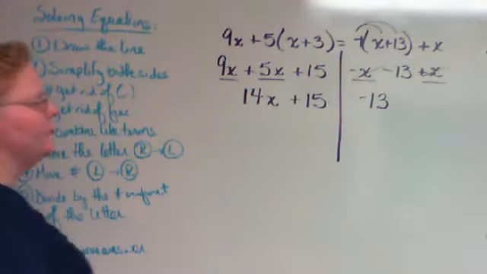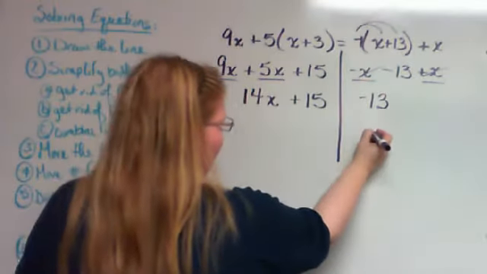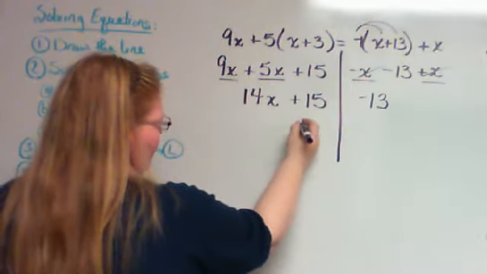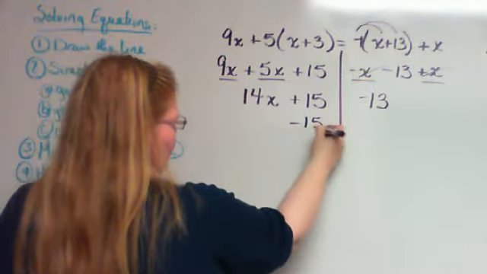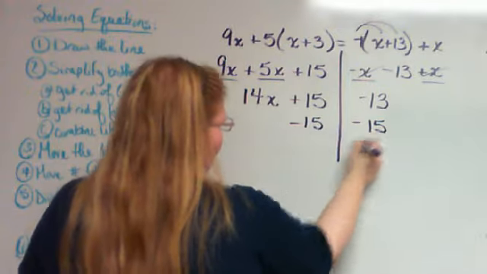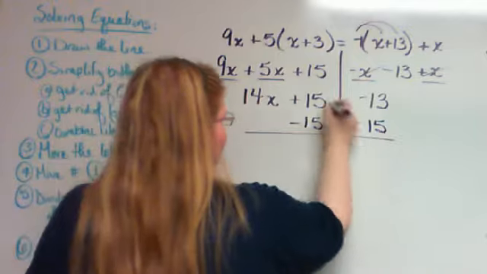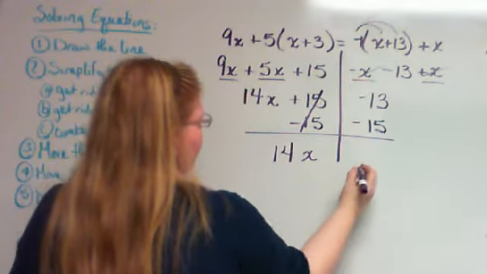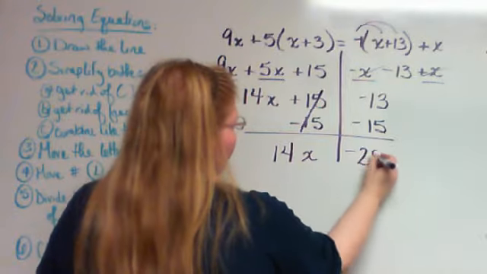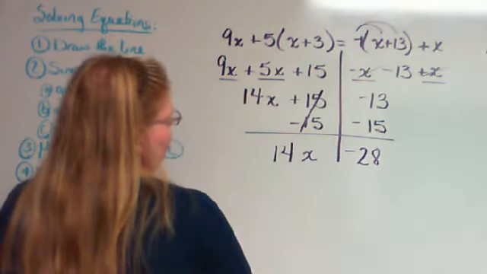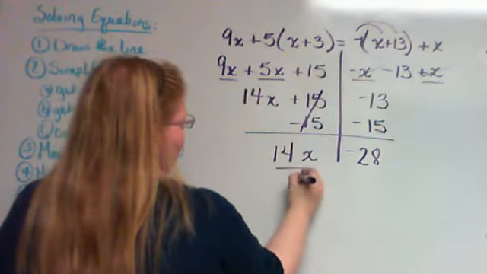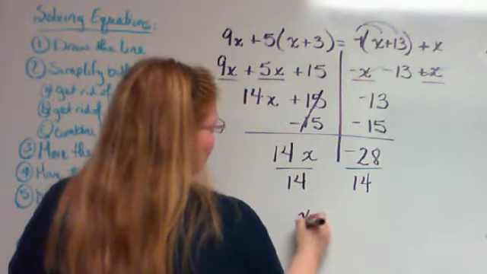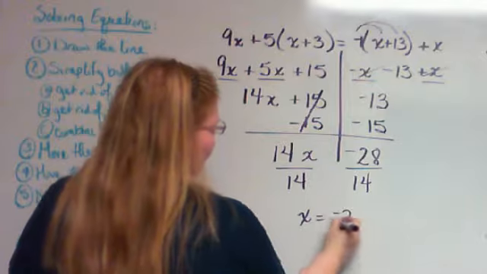So now, do I have a letter on this side to move? No. So I'm back over here to move my numbers. So I go minus 15, minus 15. That gives me 14x is equal to a negative 28. Divide both sides by 14. X is equal to negative 2.